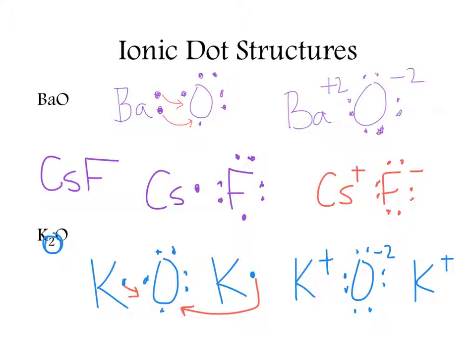And also make sure that you put them in order KOK instead of KKO, because the positive potassiums do not want to sit right next to each other because the positive charges would repel, not attract. So you want the positives on either side of the negative so that the opposite charges can attract rather than the positive charges repel. Okay, you're on your own.